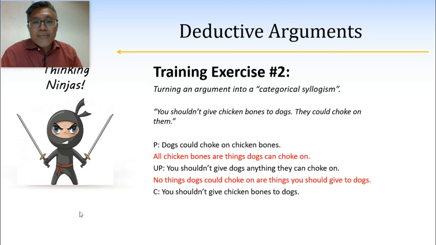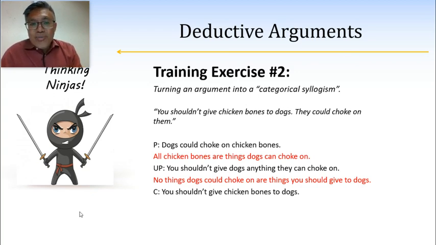So that could be converted to: no things dogs could choke on are things you should give to dogs. So the two categories we've labeled here are things dogs can choke on, which comes from that first premise, right? We already identified that term. And then the second is a newer term that we're making up now, things you should give to dogs. So those are the two categories for our E claim. Okay. Again, if it's not intuitive, it's something we need to practice by going through exercises or watching the videos again.